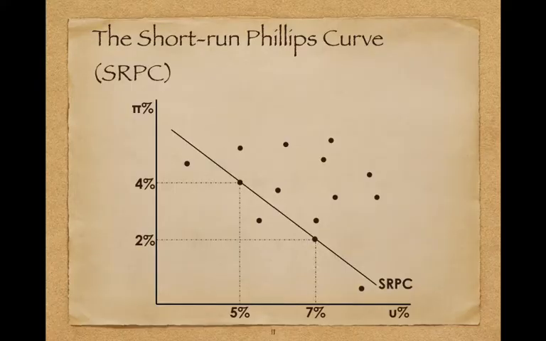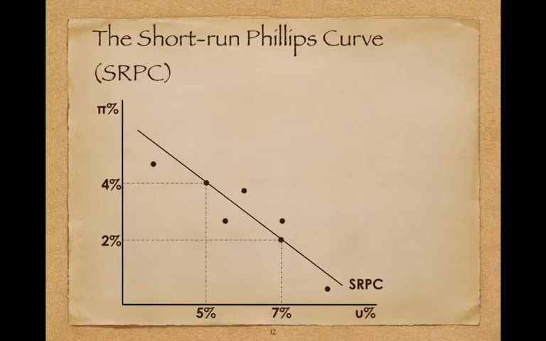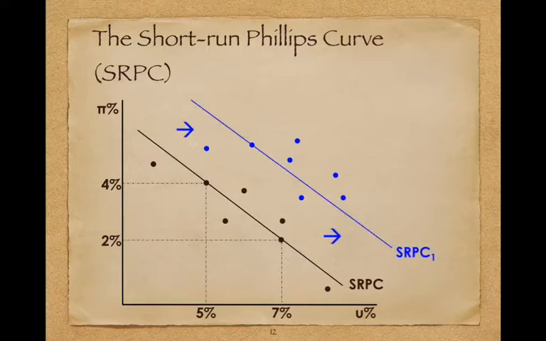Okay, now if we look at those numbers that we had to the right, those bigger numbers, let's go ahead and add those numbers back up here again. This is looking at slide 12. Well, if we had new data points, then what we would do is we would shift our short run Phillips curve out to the right.